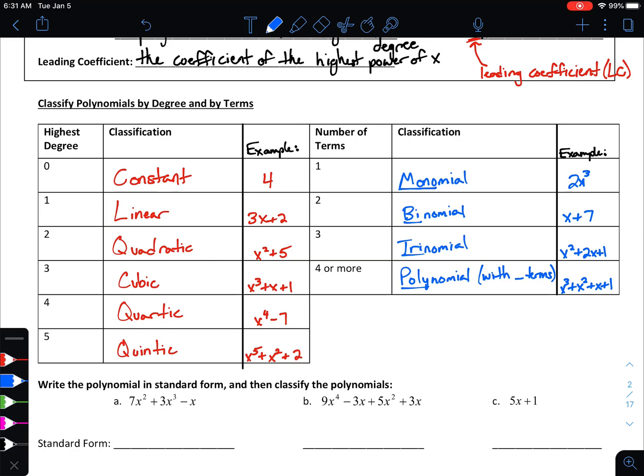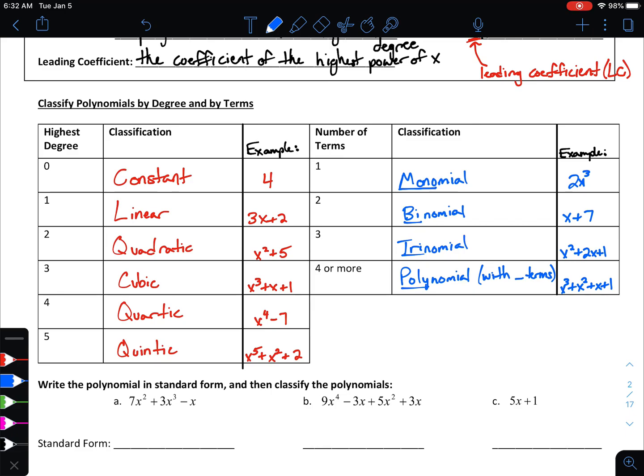So 0 is constant. An example of that is really just a number. For a degree of 1, that's any linear function, pretty familiar with those, 3x plus 2 or something like that. The degree being 2, we obviously spent quite a bit of time with that last month. That was a quadratic function, so something like x squared plus 5. For 3, you have a cubic, so x cubed plus x plus 1. For the 4th power, we call that quartic, and then for the 5th power, we call that quintic.